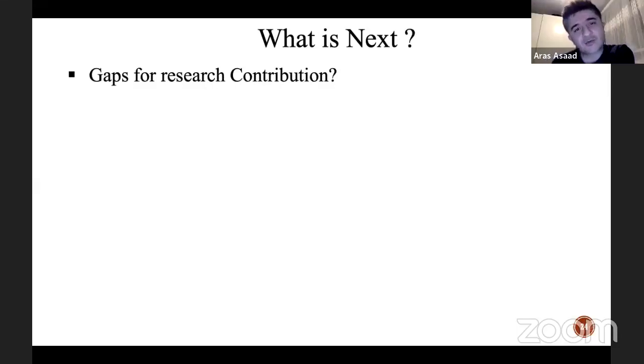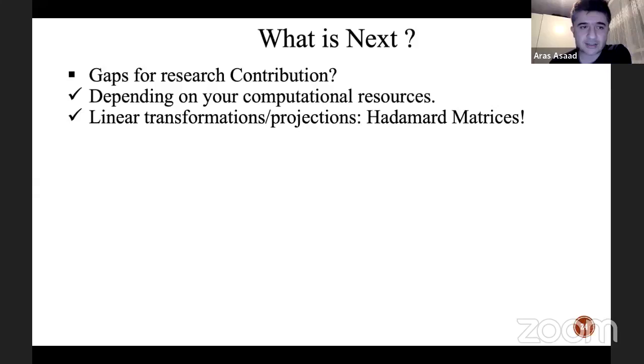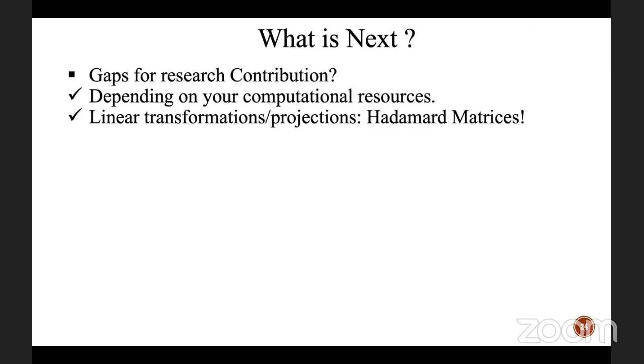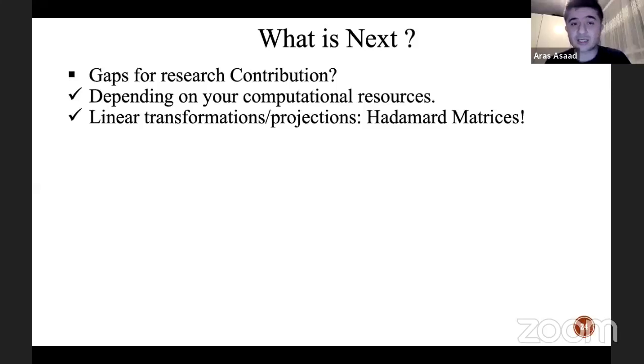So is there any gap for research contribution? Of course, yes. The first thing you need to think about is your computational resources. Do you have good computational resources in your lab, in your university, or at your home? If yes, then you can maybe contribute on a larger scale by trying this on millions of images. If not, then how do you design something efficient, a small architecture that can perform as well as those?